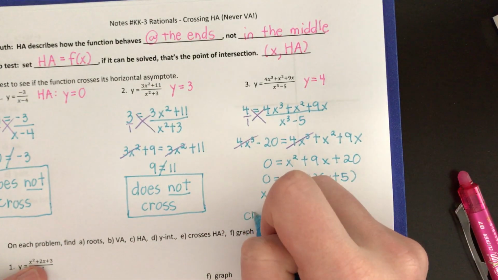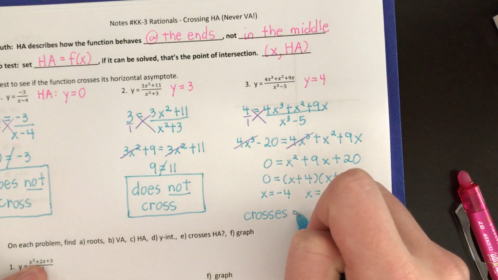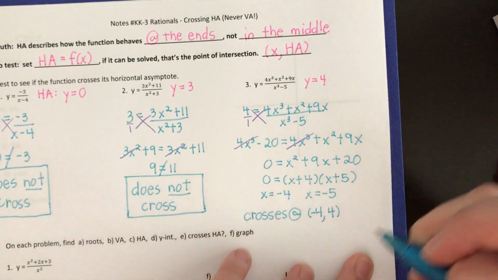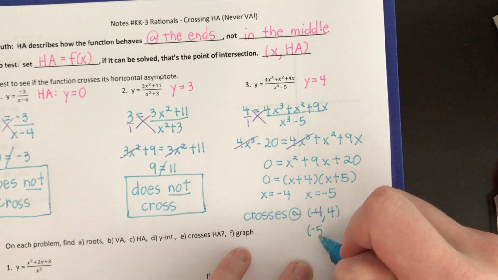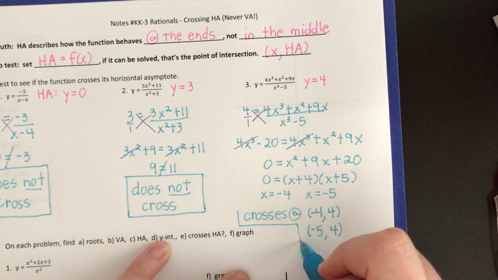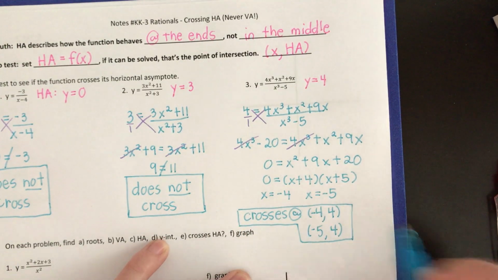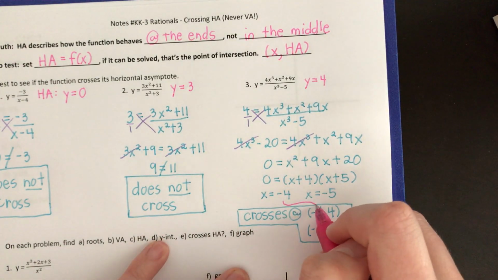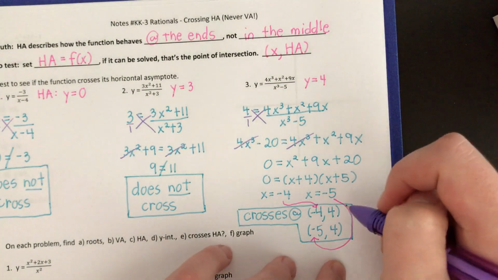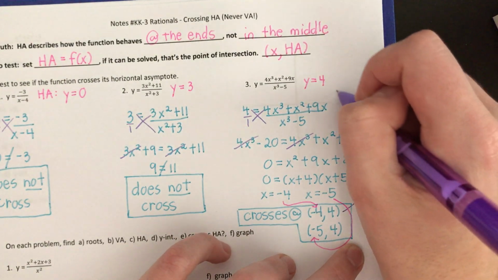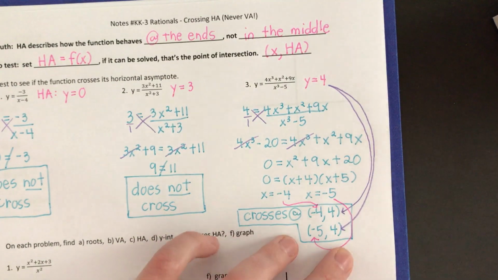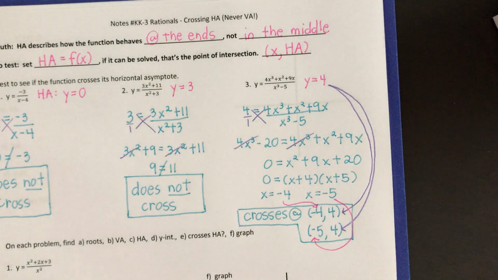So therefore, it crosses at negative 4, comma 4, and at negative 5, comma 4. Of course, this is because the negative 4 obviously came from here, the negative 5 came from here. Both of these y values came from up here, from the asymptote. Okay?